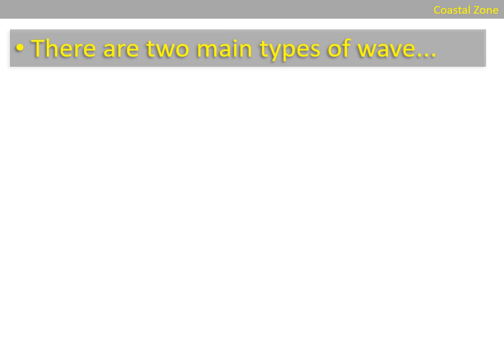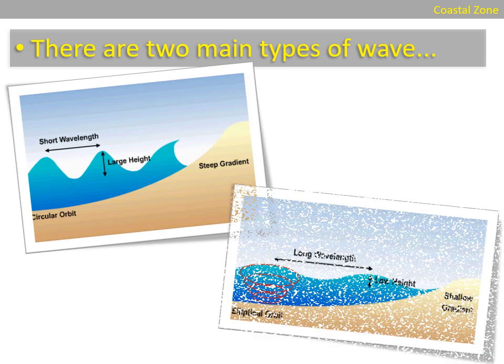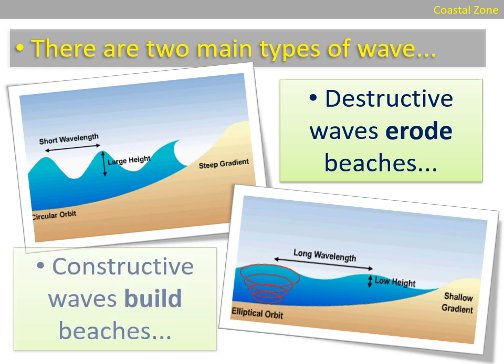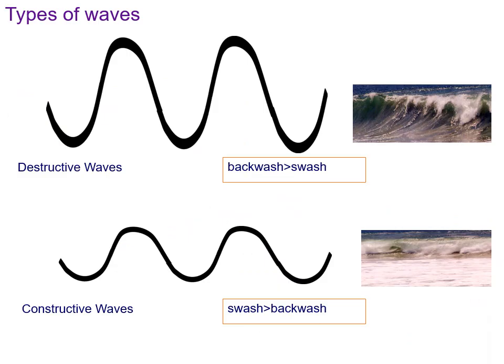The two main things we need to understand are there are two types of waves. Waves that are destructive, which crash down onto beaches and erode away at those beaches, and waves that are constructive and tend to be much smaller and push material up the beach. With the destructive wave, the backwash is bigger than the swash. Of the constructive wave, the swash is bigger than the backwash. Bigger swash means the material is pushed up the beach. Bigger backwash means the material is taken off the beach.